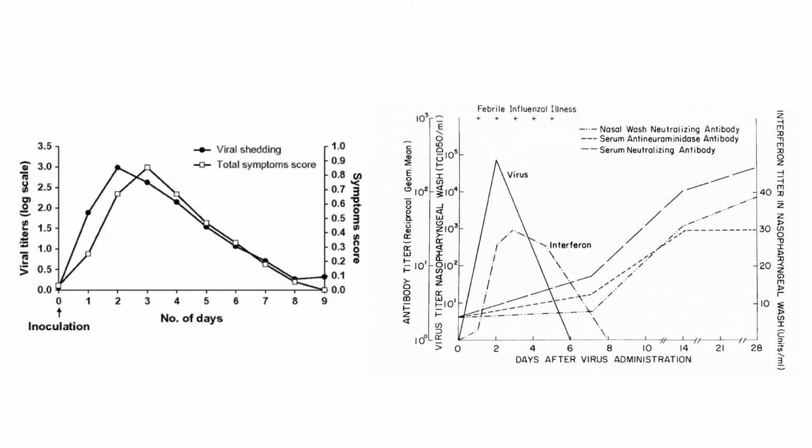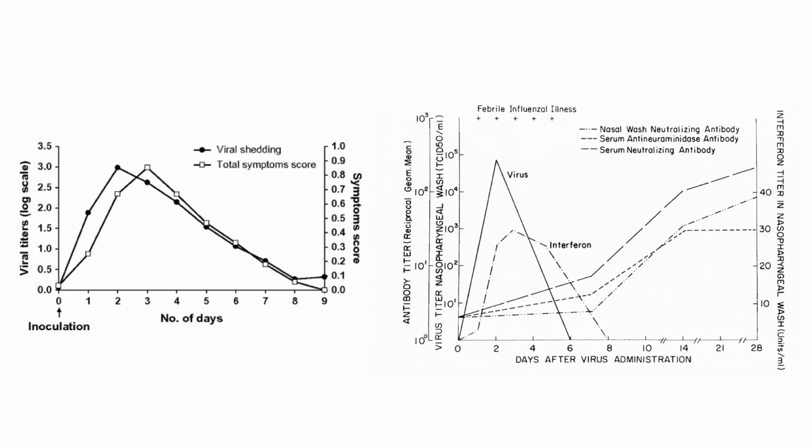The bottom right is a little more detailed. Again, we're looking at volunteers inoculated with virus. We're looking at either virus titer or antibody titer on the y-axis versus days after infection. Again, you can see peak virus titer within 2 days after inoculation, then it goes down very quickly. Interferon, the dashed lines, you can see that goes up in parallel. So very early on, the interferon system is kicking in. This probably plays a big role in resolving infection.